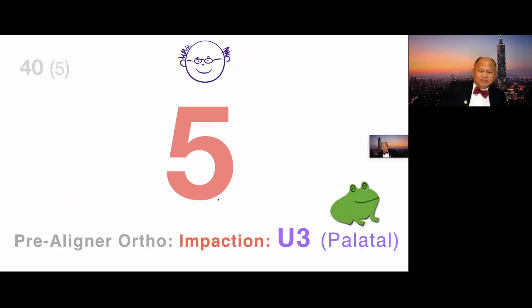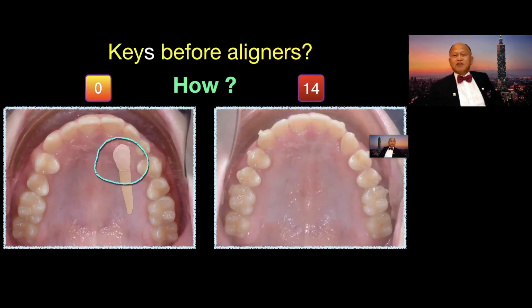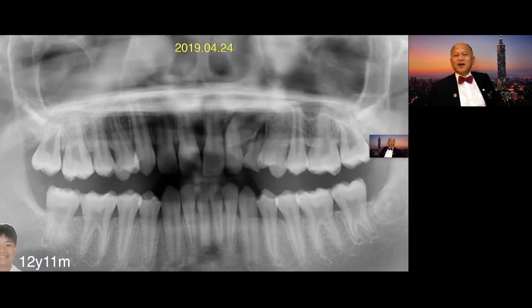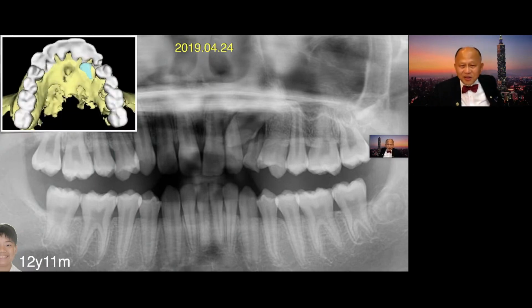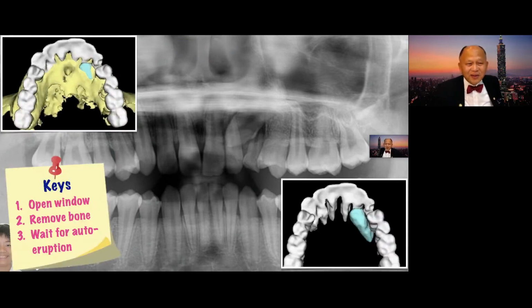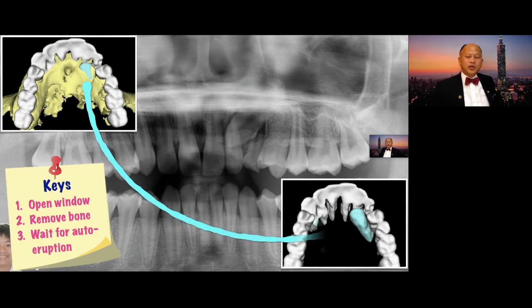Impaction. Let's start with the most popular impaction, called upper palatal impaction. 14 months, right here. Wow. How do you solve this palatal impaction in 14 months? Key: open a window, remove bone, and wait for auto eruption.